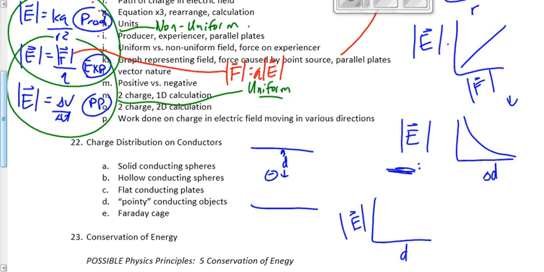I love this question. Why would it look like that? Why would it be a straight, flat, horizontal line? Go ahead. Good. Where the particle is has no bearing on what the field strength is going to be. All right? Got it?